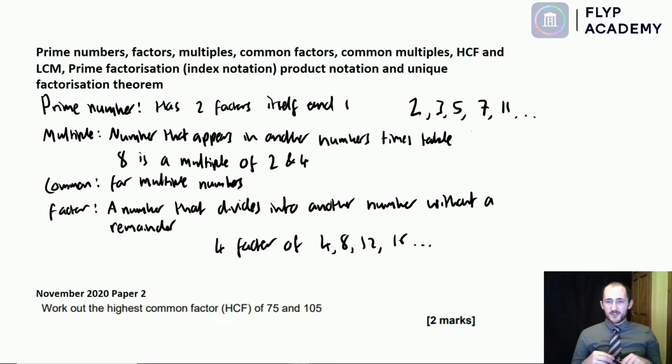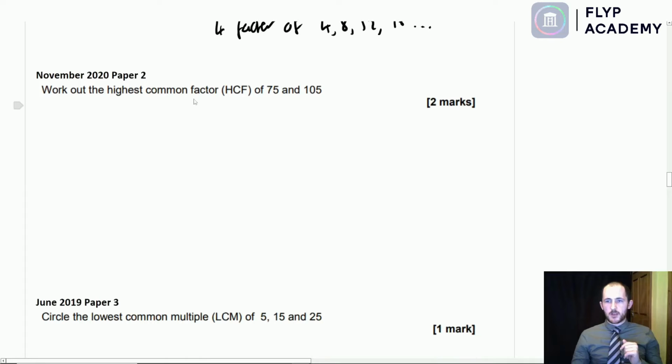That's all the maths definitions, so all the writing we're going to do for that section. The unique factorization theorem just says that any number can be written as a product, so a multiplication of prime numbers. Okay, and we're going to get onto that when we do prime factorization. Okay, so work out the highest common factor of 75 and 105. How do we do this?